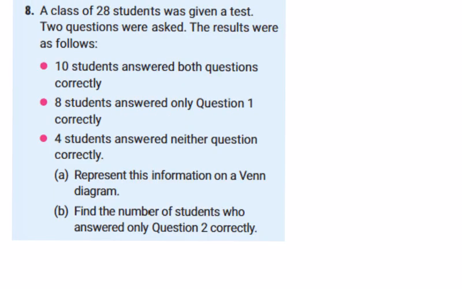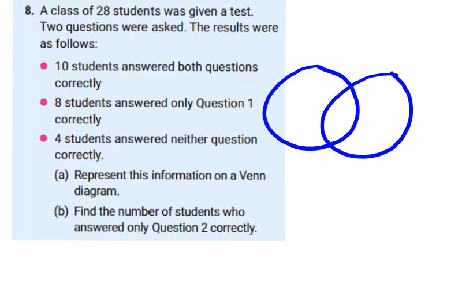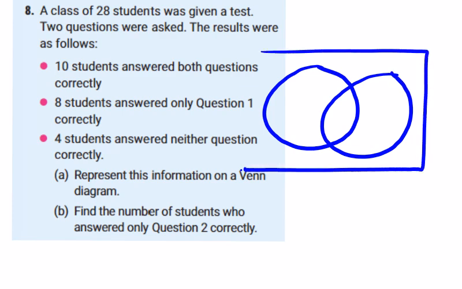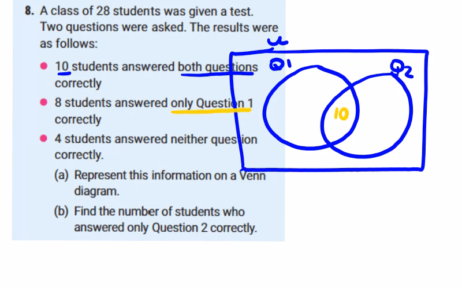In this question, we have 28 students again. 2 questions were asked and the results were as follows. So let's just draw our 2 circles to begin. We may or may not have a universal set, but let's draw one. So U, 2 questions, so we'll call them question 1 and question 2. And let's see what's happening. 10 answered both questions correctly, so I have 10 in the middle. 8 answered only question 1 correctly, so that means that it's not in the middle, so 8 has to go in there, only question 1. 4 answered neither question, 4 on the outside.